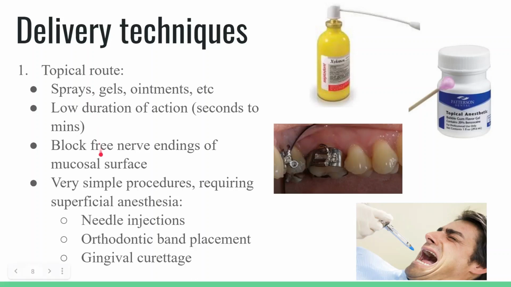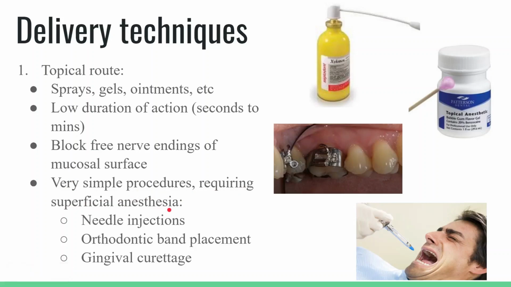The way that they work is by blocking the free nerve endings of the mucosal surface. يعني بيشتغلوا على نهايات الأعصاب, the very terminal nerve endings اللي بيكونوا موجودين على سطح الميوكوزا. تمام. In order to administer anesthesia to the surface only. زي ما حكينا, these are surface level anesthetics. We use them in very simple procedures requiring superficial anesthesia زي ما حكينا.